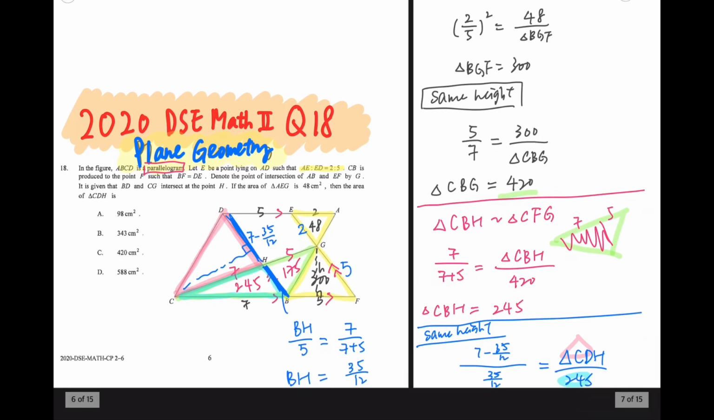Then by calculator, you can look for triangle CDH. That would be 343. The answer would be B.